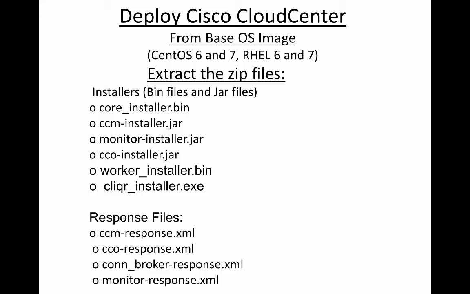The worker installer.bin is for an image, a customer image, that you'd like to convert into a worker image on the Cloud Center. You need to install that. And that one is for your Linux-based operating systems, and the other one is for Windows, the CliQr installer.